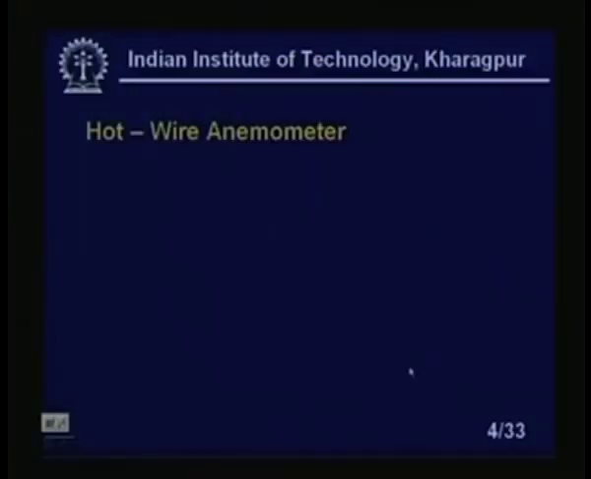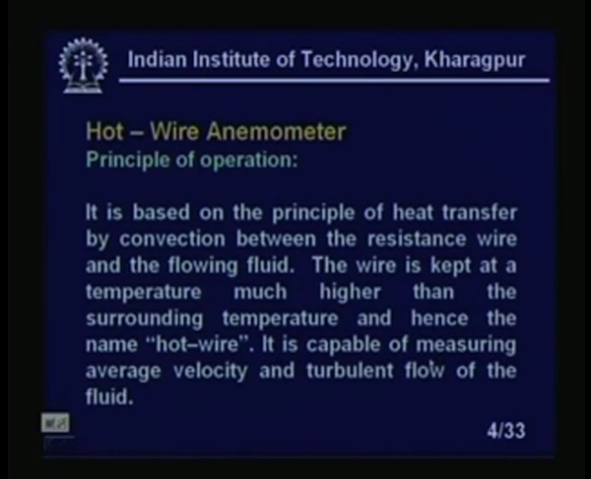Now, the hot wire anemometer, if I look at the principle of operation, is based on the principle of heat transfer by convection between the resistance wire and the flowing fluid. The wire is kept at a temperature which is much higher than the surrounding temperature, and hence the name hot wire is given. It is capable of measuring average velocity and turbulent flow of the fluid. It can measure both average velocity as well as turbulent flow. This is a great advantage of this particular flow meter.